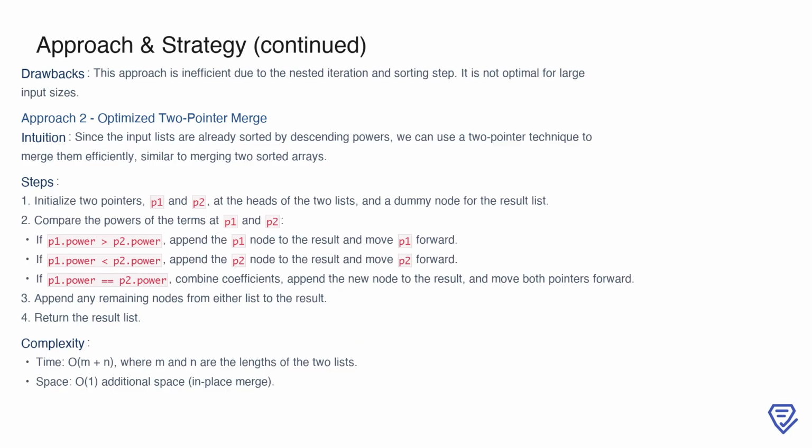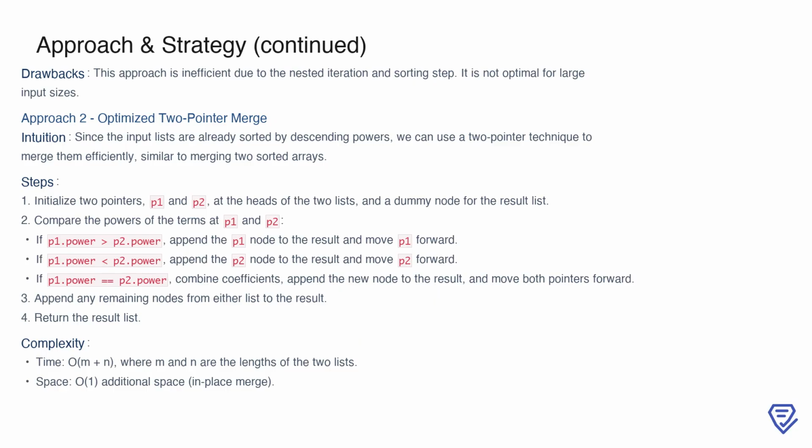If the power of the term in the first list is greater, we append that term to the result and move the pointer in the first list forward. If the power of the term in the second list is greater, we append that term instead and move the pointer in the second list. If the powers are equal, we combine the coefficients, append the resulting term, and move both pointers forward. Once we've processed both lists, any remaining terms are appended to the result.